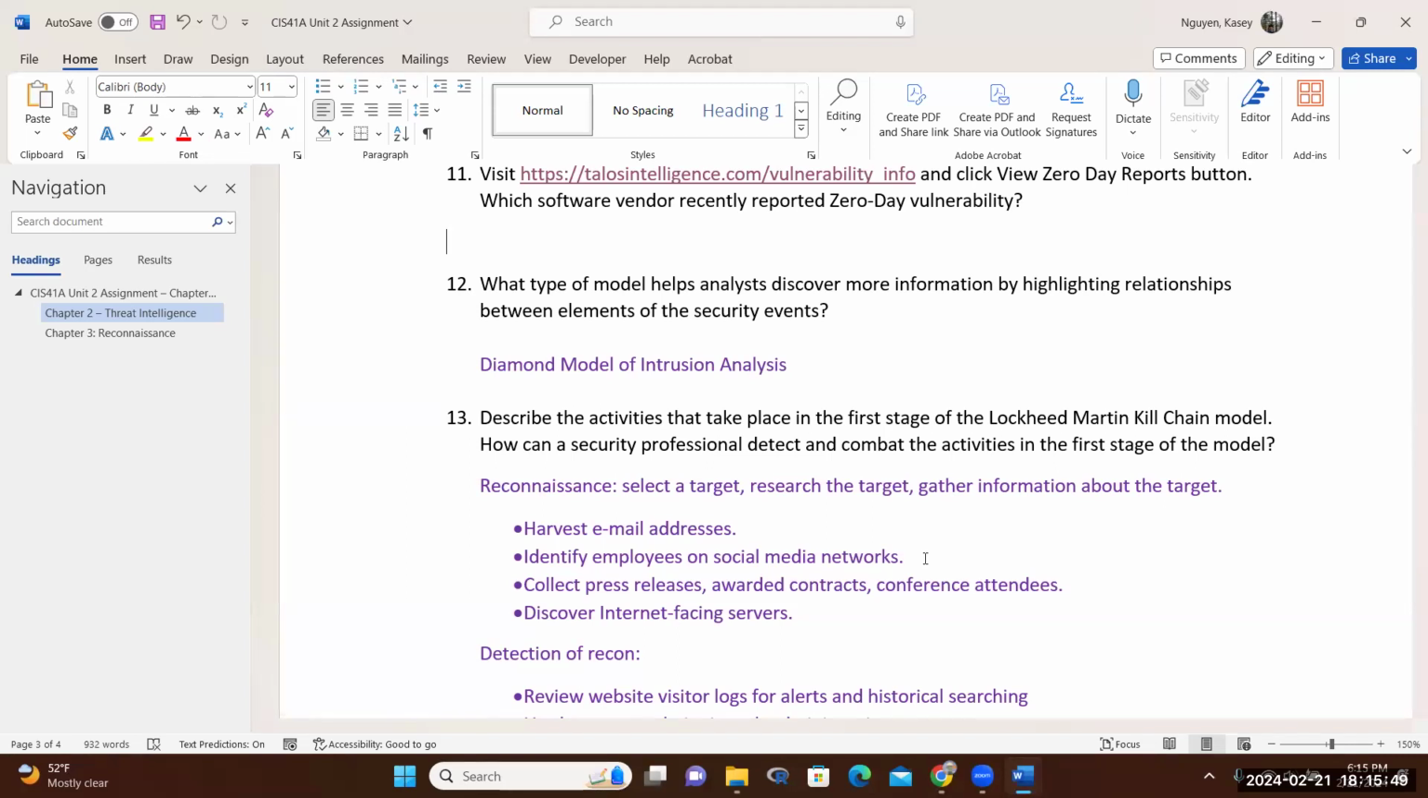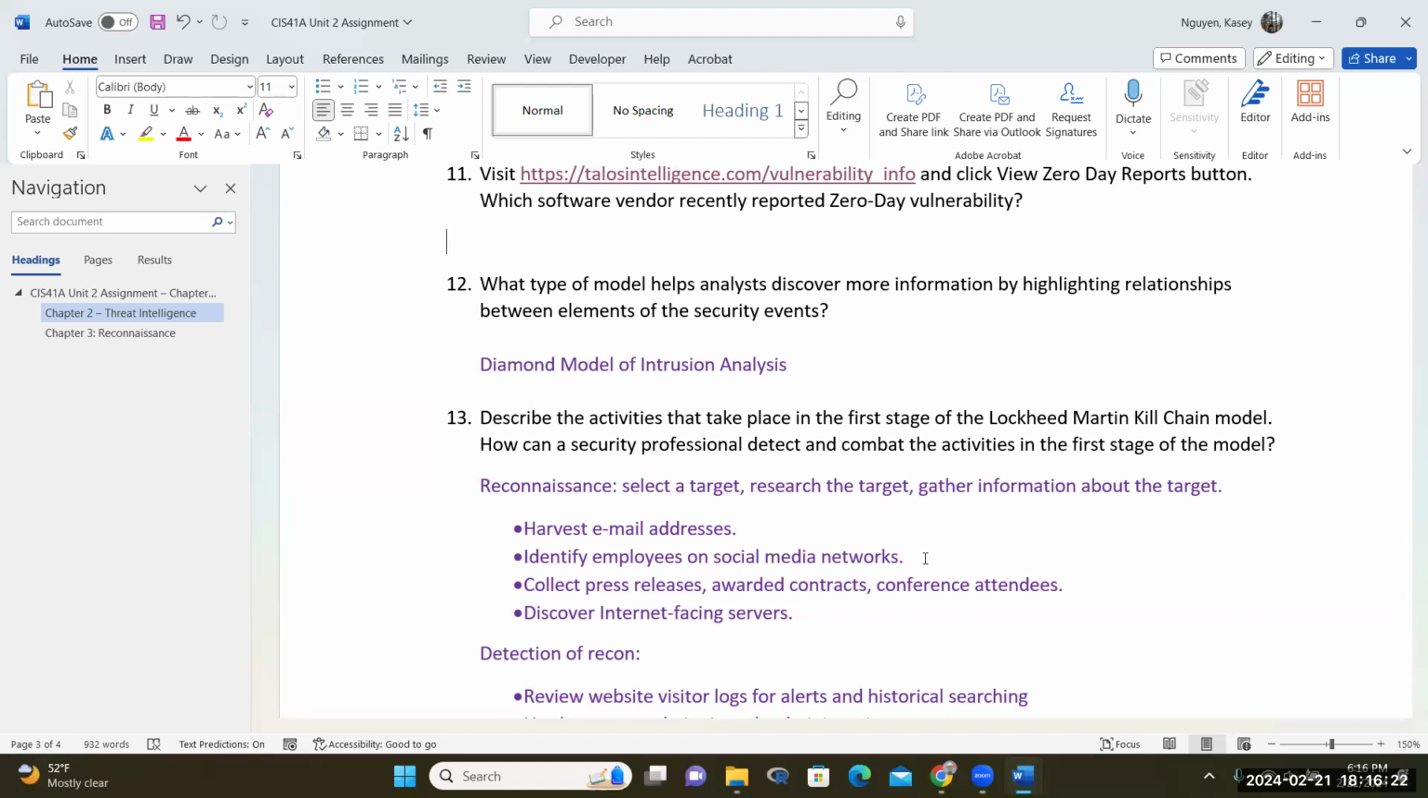Harvest email addresses so we can find out who's sending information in and out. Identify employees and social media networks, collect press releases. Award contracts, government award contracts are publicly shared. Conference attendees, those are some of the things. Even job engines, right? In the other class, I mentioned that you can harvest information from people who are looking for work or companies looking for certain candidates.